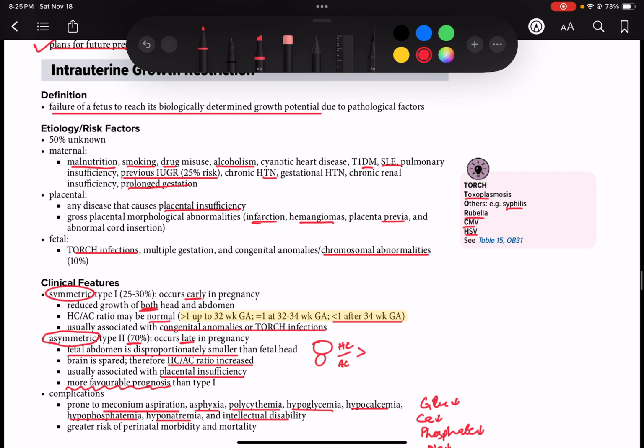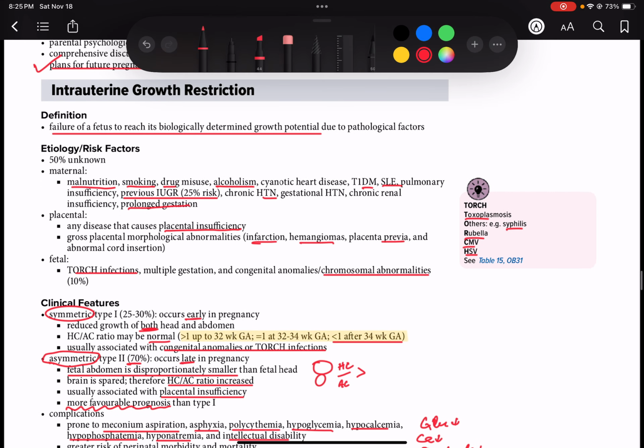Moving forward, intrauterine growth restriction. Intrauterine growth restriction is the failure of a fetus to reach its biologically determined growth potential. So its growth is restricted. 50% of the causes are unknown, but we can think of the risk factors. It could be maternal, placental, or fetal. Maternal, of course, malnutrition. You're not giving the baby enough nutrition so that they can grow. They would be lagging behind. So failure of the fetus to grow up to their potential.